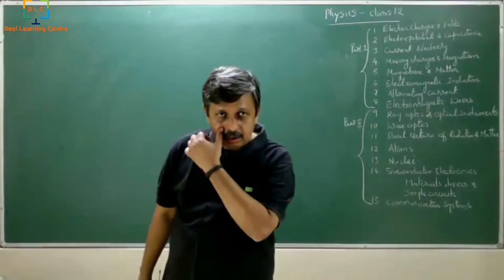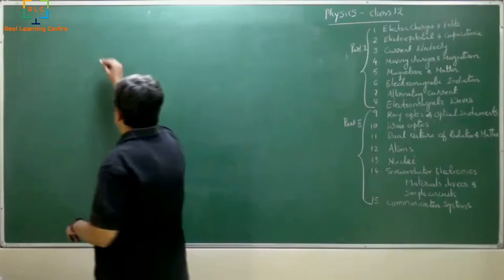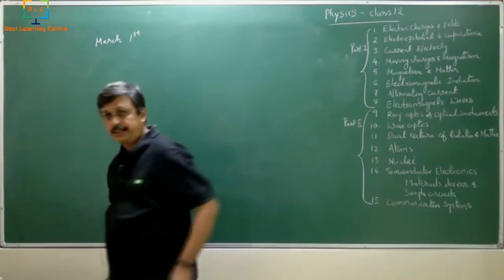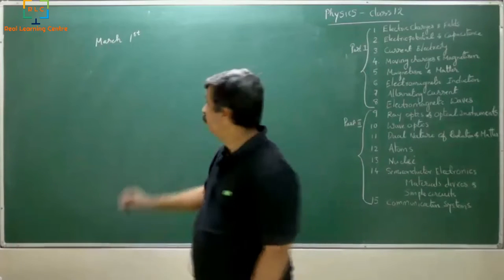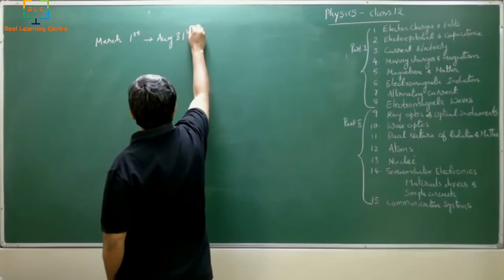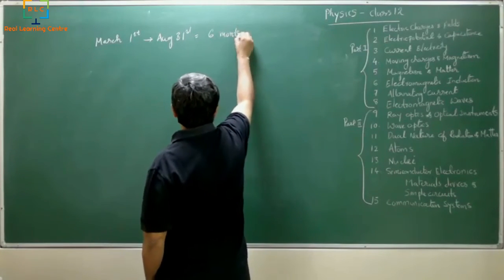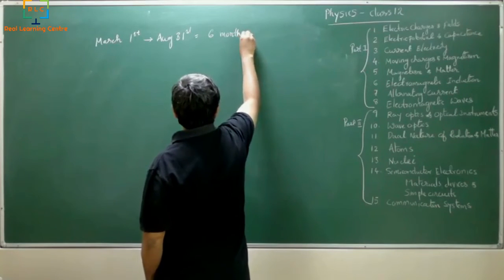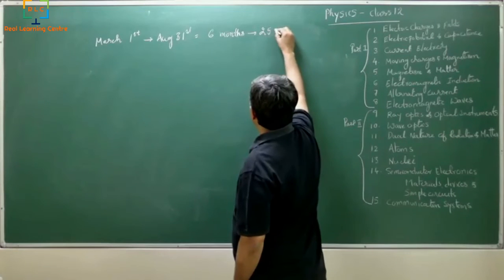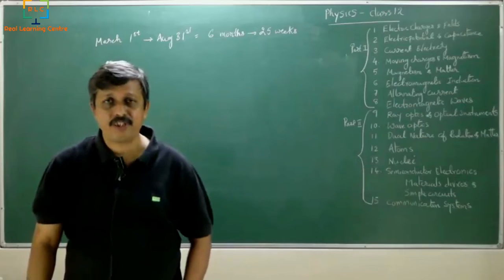So now when we talk about doing it in 6 months, let's say we start on March 1st. Okay, so now if you go up to, let's say, August 31st, that would be giving you 6 months. And 6 months I would write as approximately 25 weeks. So we need to cover the whole syllabus in about 25 weeks.